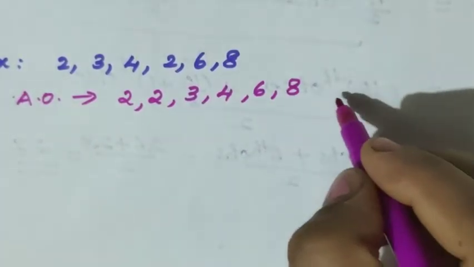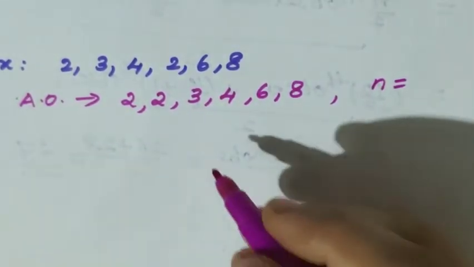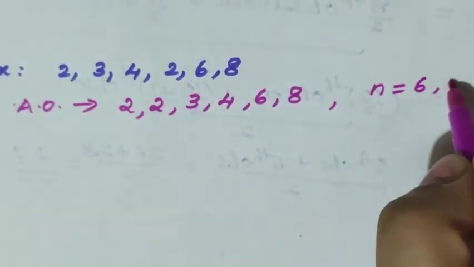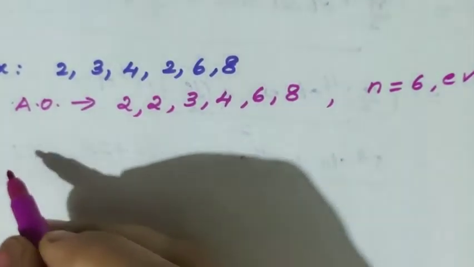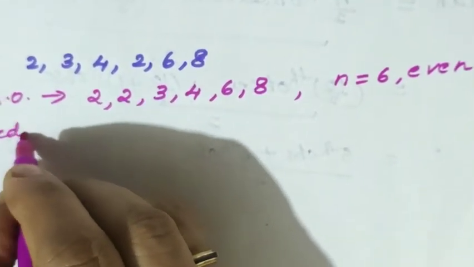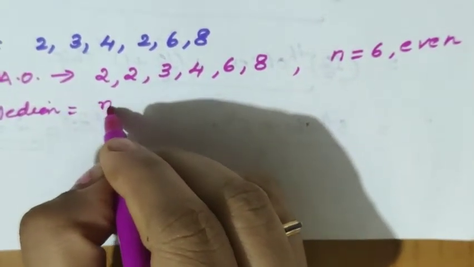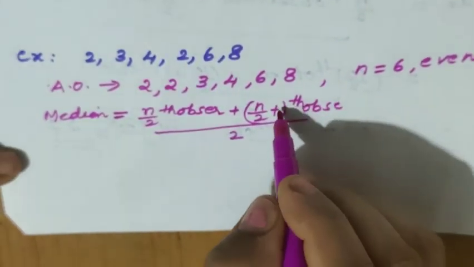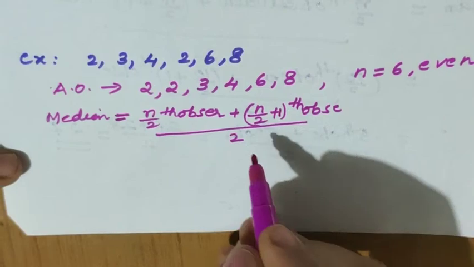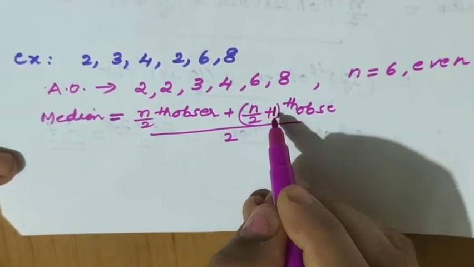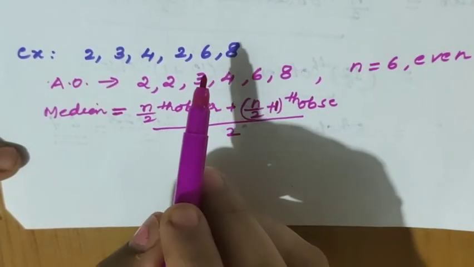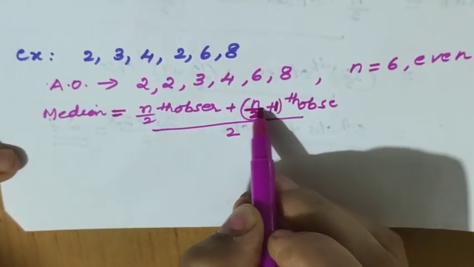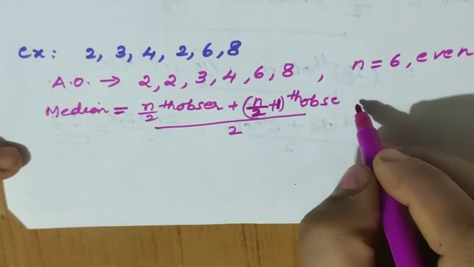Now what is the next step? Count the number of observations. How many are there? 2, 4, 6. 6 is an even number. Now our formula changes. What is the formula for the median? Median equals the n by 2th observation plus the (n by 2 plus 1)th observation, divided by 2. Here the problem is that children will divide the whole line by 2, as in the previous example. Here this 2 is only for n. Remember that in the case of an even number.